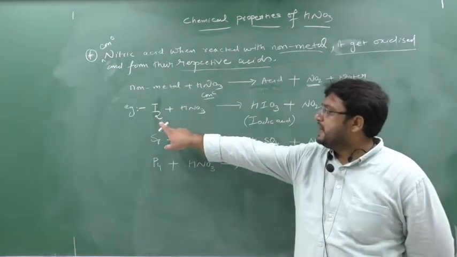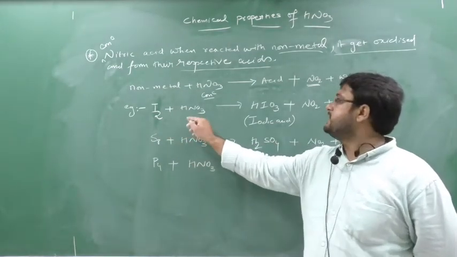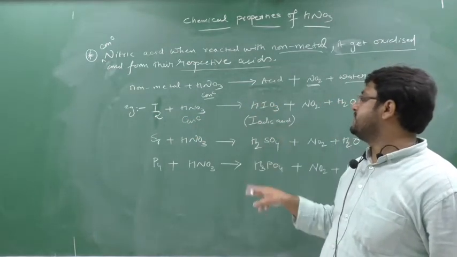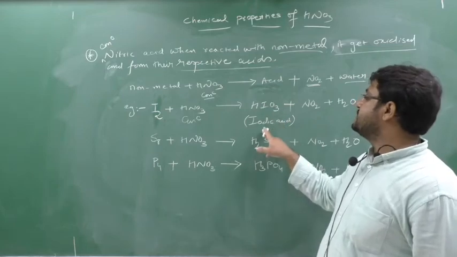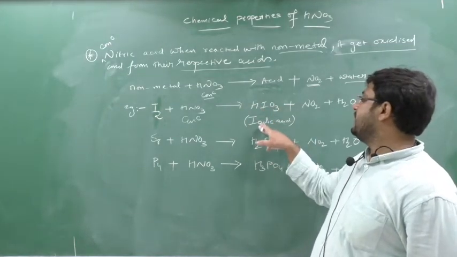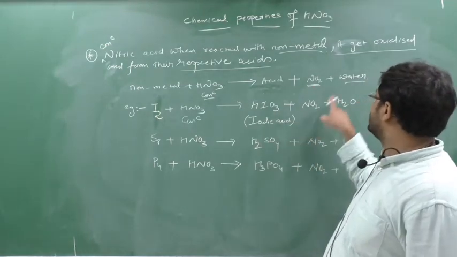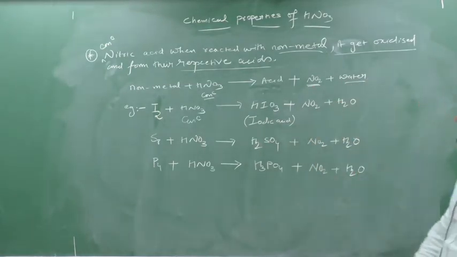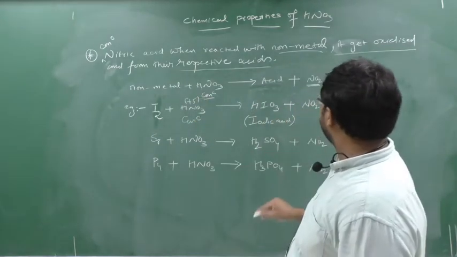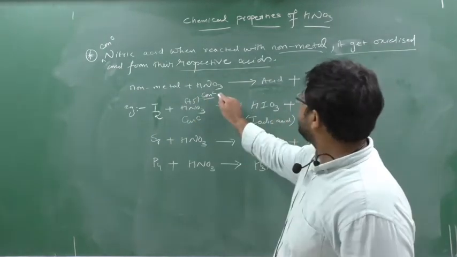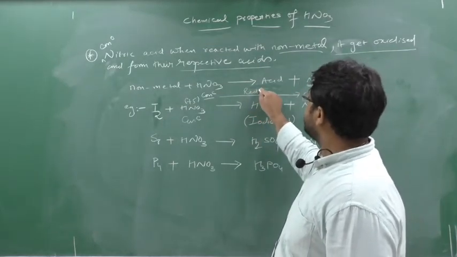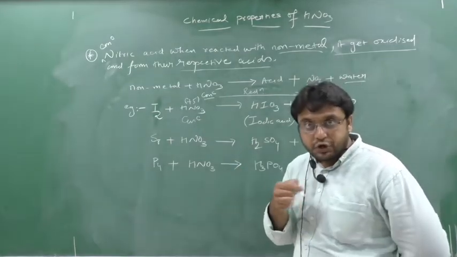See the example. Iodine. Iodine is a non-metal and this HNO3 is concentrated. So what will I get? I will get the respective acid. So I will get HIO3. This is known as iodic acid. It will come in the future classes. So I will get the iodic acid plus NO2 plus water. Now see here N is plus 5. Okay, here if you take N is plus 4. Again 5 to 4, decrease or increase? Reduction.